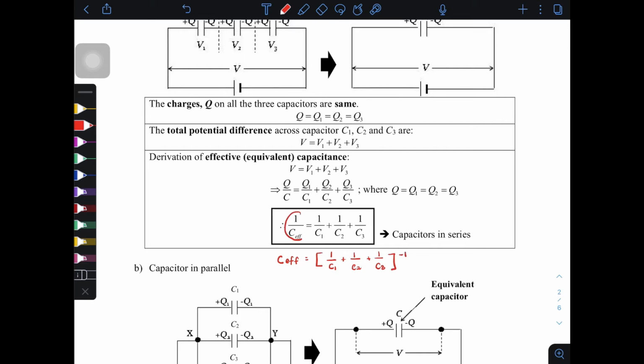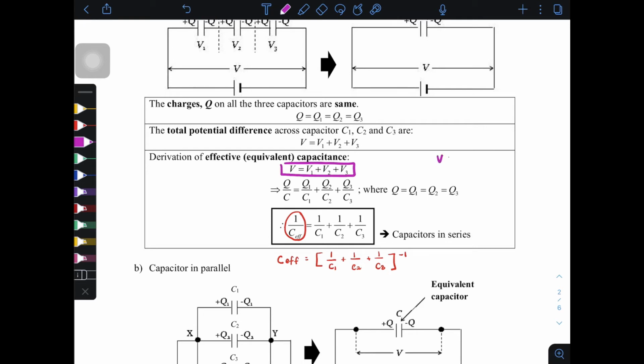Sebab yang ini dia 1 over. Okay, so I always use this one. Right? Okay, so how we get this equation? Okay, so kita tahu tadi, V dia hasil tambah. V total sama dengan V1 tambah V2 tambah V3.